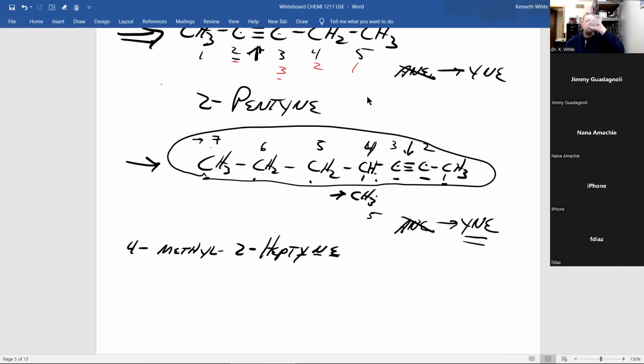Water time. Boy, this alkenes and alkynes is thirsty work.